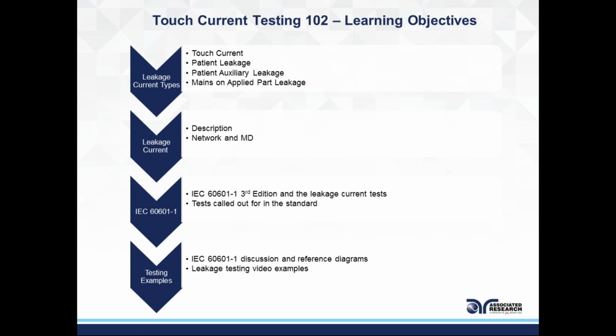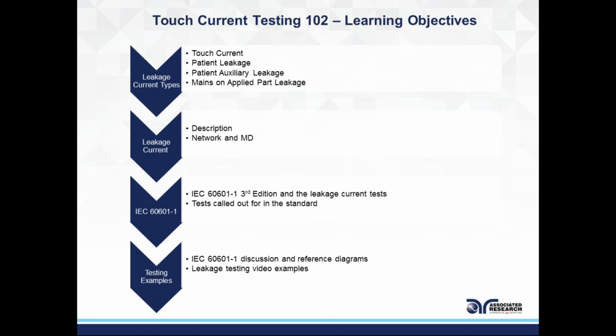For today's webinar, Touch Current Testing 102, we're going to be talking about touch current. What is touch current? What constitutes a touch current? And why do we run touch current testing? And why is it required by the standard?